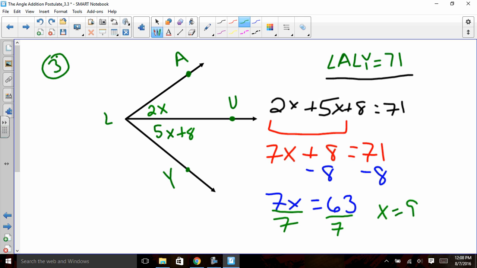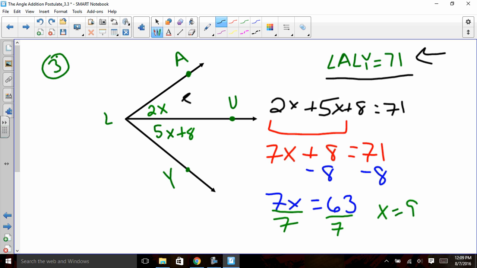I'm hoping you've come to the same conclusion that I have, that we haven't actually answered anything. All we've done is found our unknown variable of x. But I know that both angles cannot be 9 degrees, because 9 plus 9 does not give me that 71 that I know I have to work with. So what we have to do with that unknown variable that we just found is plug it back in.